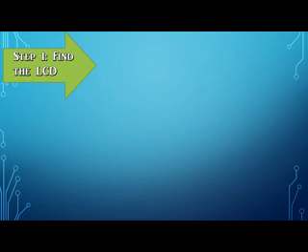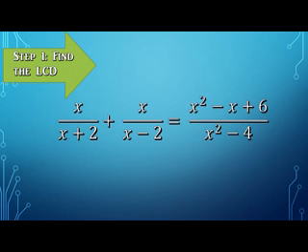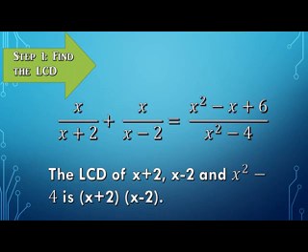Following the first step, which is find the LCD. The given is x over x plus 2 plus x over x minus 2 is equal to x squared minus x plus 6 over x squared minus 4. The LCD of x plus 2, x minus 2, and x squared minus 4 is x plus 2 quantity x minus 2.